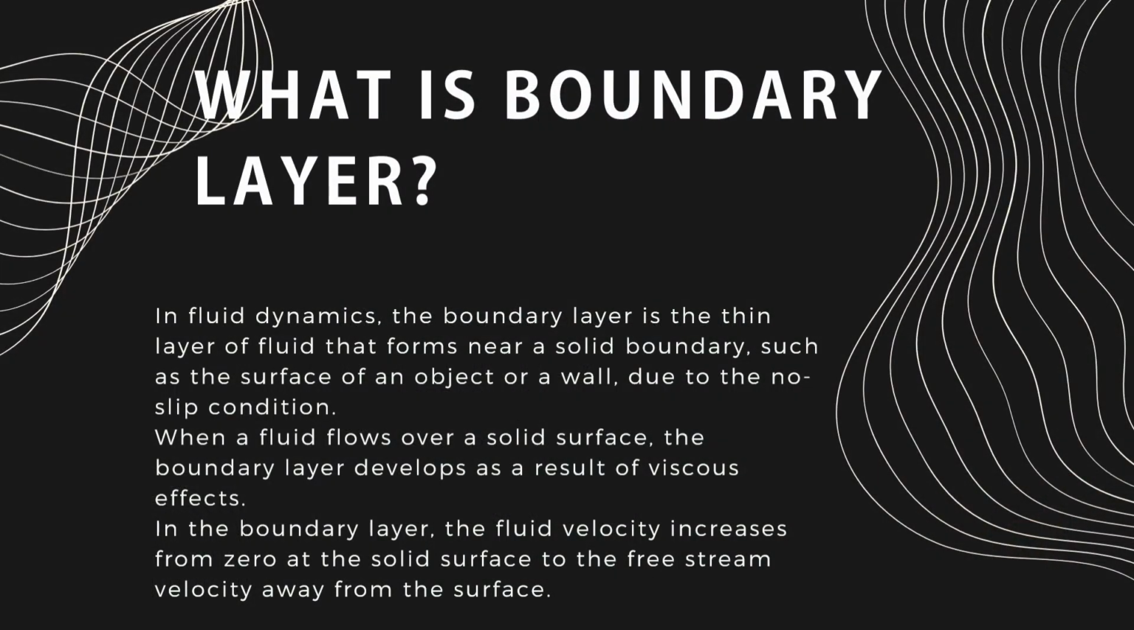What is boundary layer? The boundary layer is the thin layer of fluid that forms near a solid boundary, such as the surface of the object or wall, due to the no-slip condition. The boundary layer develops as a result of viscous effects. The fluid velocity increases from zero at the solid surface to the free stream velocity away from the surface.